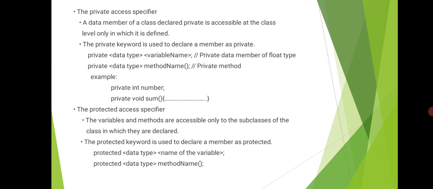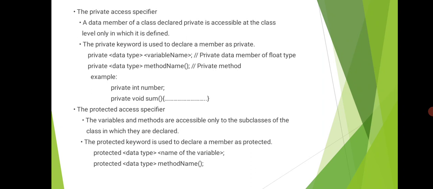Next is the private access specifier. A data member of a class declared private is accessible at the class level only, in which it is defined. Here data members means variables or methods. Both private variables and private methods can be accessible within the same class. Only within the same class it is accessible. Outside the class it cannot be accessible.